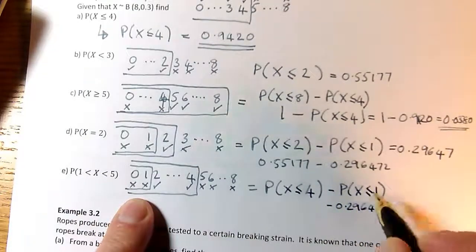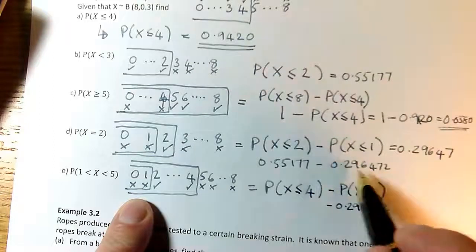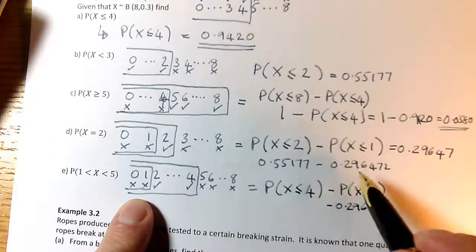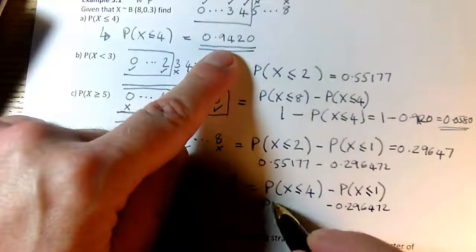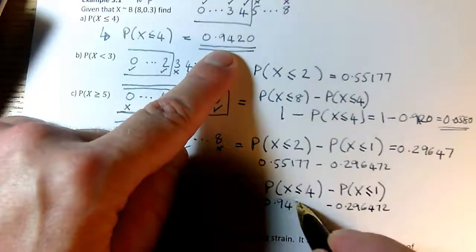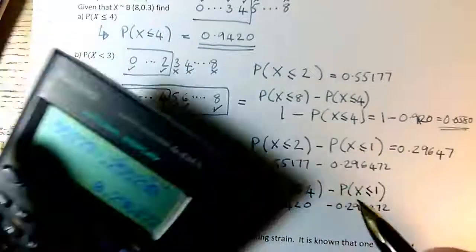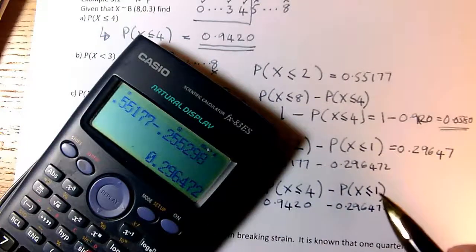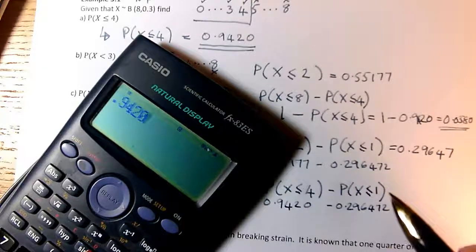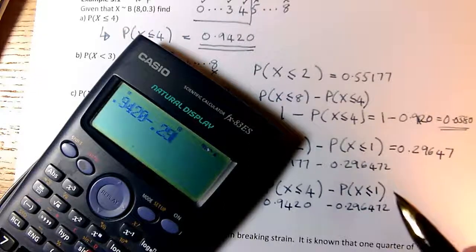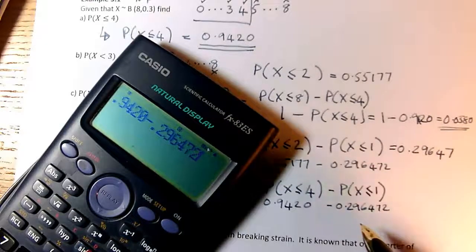0.296472 again. Okay, that's another good reason for writing down the probabilities. You may find you're using them again. Have I done x being less than or equal to 4? Yes, I have. So I've written that one down before, 0.9420. So on my calculator, 0.9420 minus 0.296472. I've got different numbers of significant figures, but I'll forgive myself.